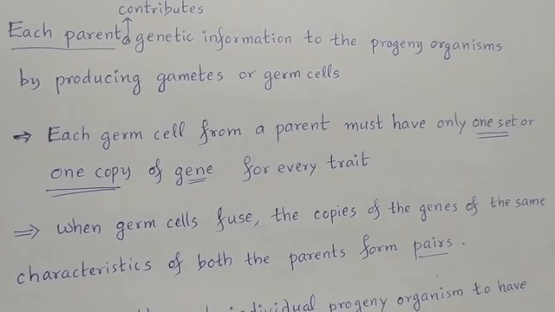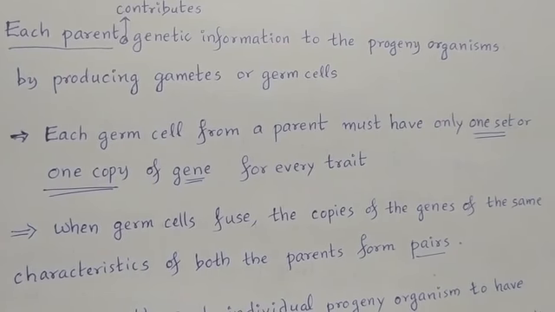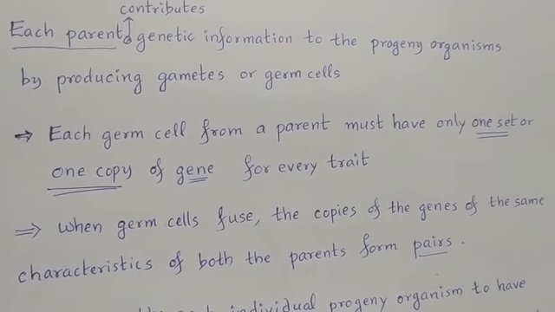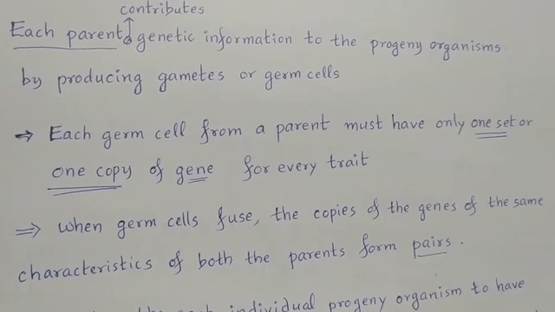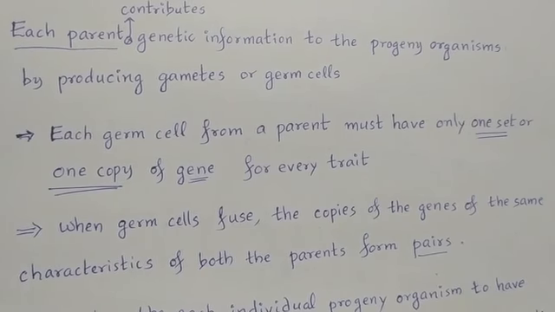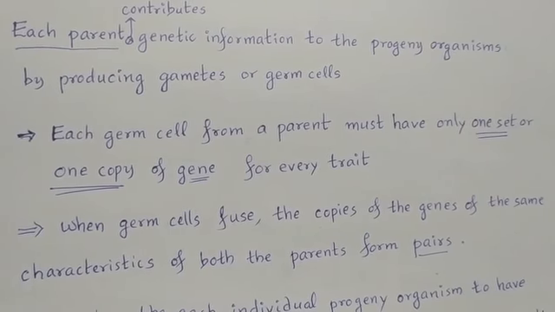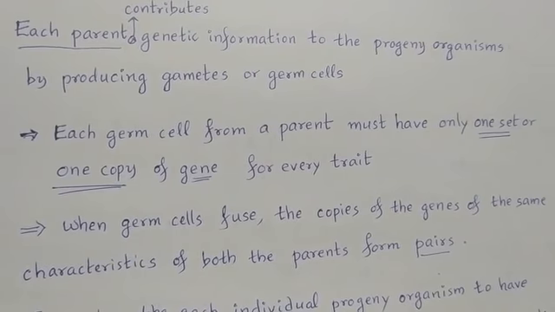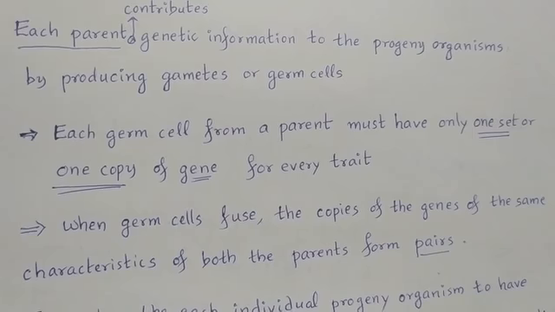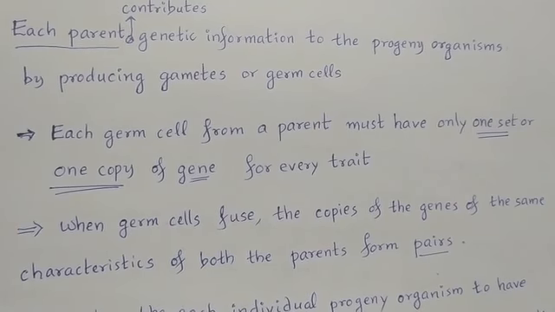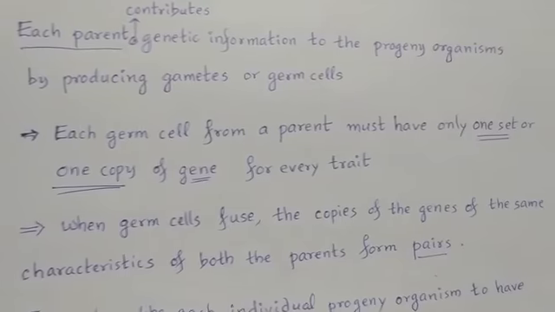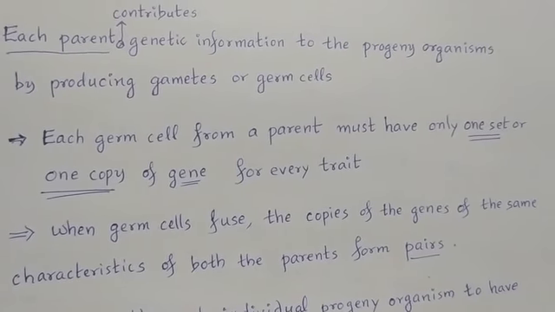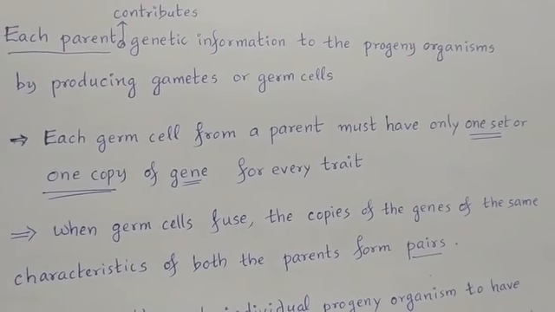Now coming to germ cells or gametes. Each germ cell from a parent must have only one set or one copy of the gene for every trait. So each gamete from a parent will have how many sets or how many copies of a gene for a particular trait? Only one set or one copy of the gene for a particular trait.